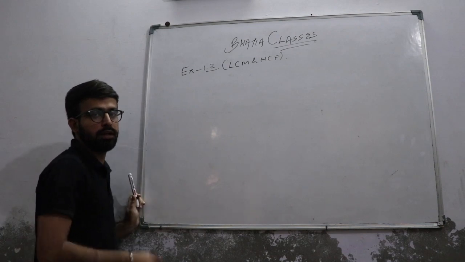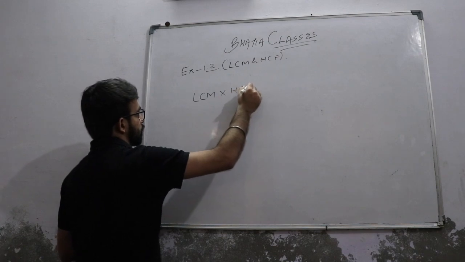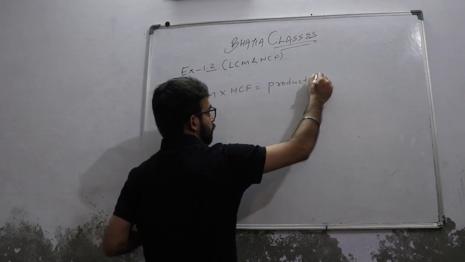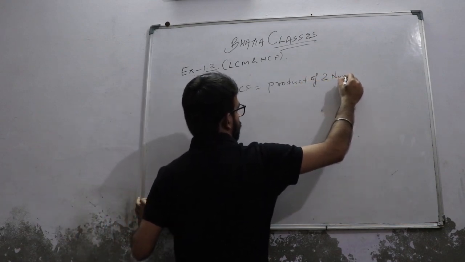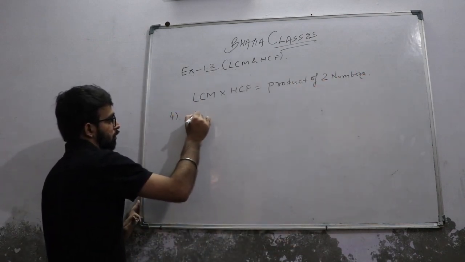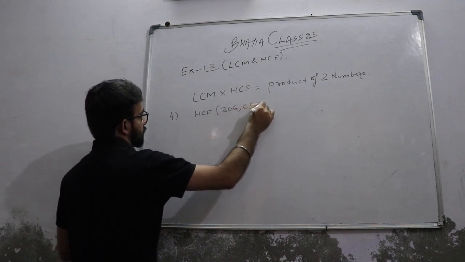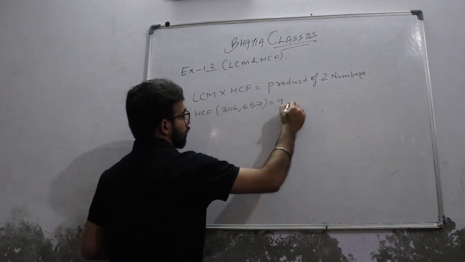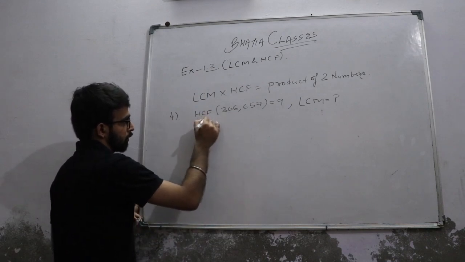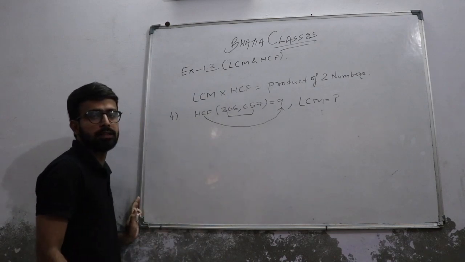This is based upon the formula LCM multiply HCF is equal to product of two numbers. The given sum is that HCF of 306 and 657 is equal to 9. You have to find out the LCM. You can see that HCF is given as 9 and the numbers are 306 and 657.